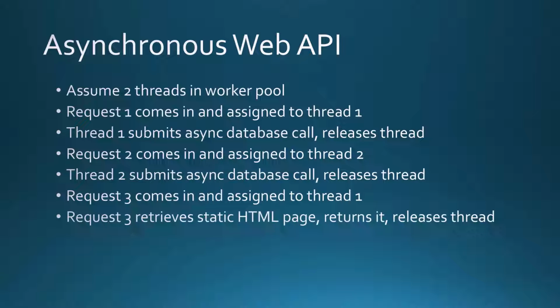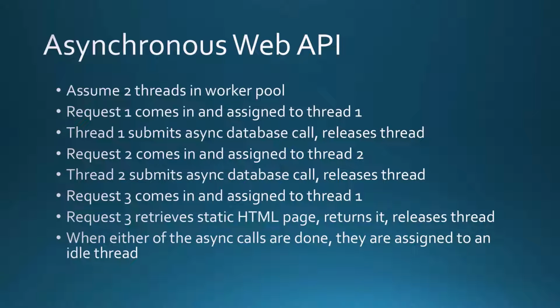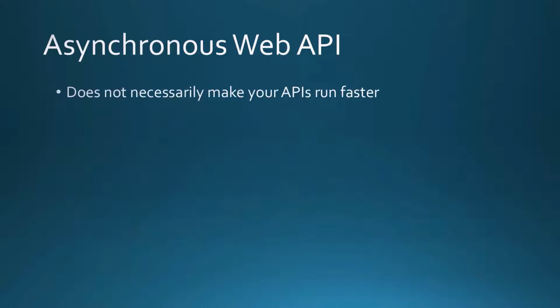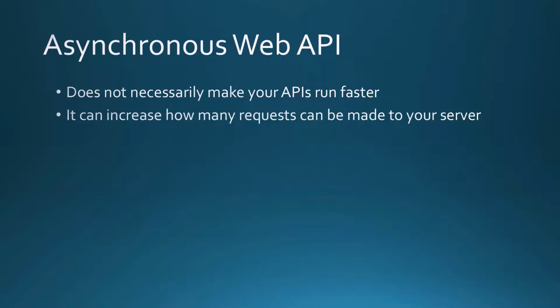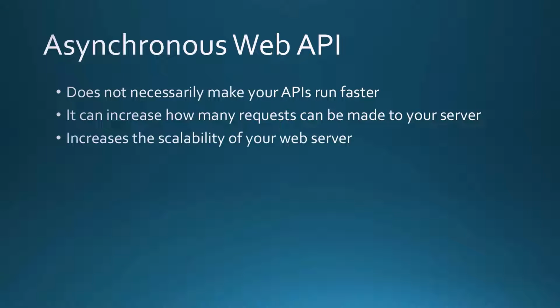It can return it and then releases that thread. And then when either of the other async calls are done, they are assigned back to an idle thread, and that data is then sent back to the caller. Now, this does not necessarily make your APIs run faster. I mean, if you think about it, it takes the same amount of time to get that data from the server. That doesn't change. What it does do is it can increase how many requests can be made to your web server, right? So it increases the scalability of your web server, and this is called vertical scaling.